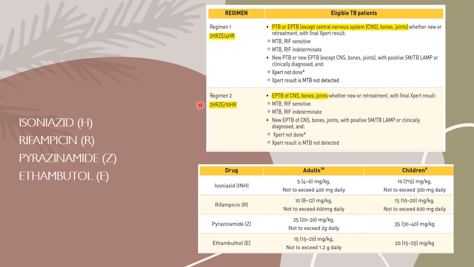Okay? So for extrapulmonary tuberculosis of the CNS, bones, and joints, medyo mahaba yung treatment natin. It's a total of 1 year or 12 months. Okay? So again, 2 months of intensive therapy, yung ating HRZE, followed by 10 months of your continuation phase, yung HR natin, isoniazid and rifampicin.